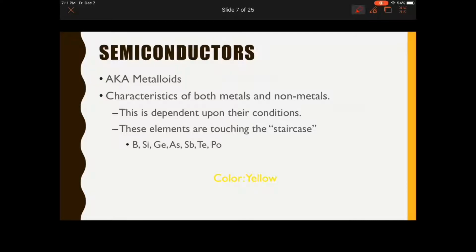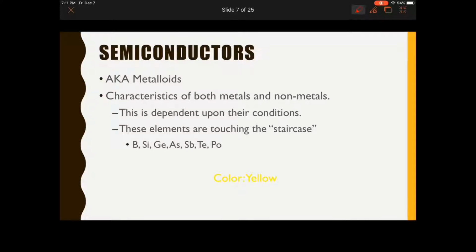And then we've got semiconductors, or also what we would call metalloids. The characteristics of these are between those of metals and non-metals. This is dependent upon their condition and where they're located. Then we have what we would call our staircase, and that's where these semiconductors or metalloids are located. It is boron, silicon, germanium, and I apologize, I do not know the names of the rest.